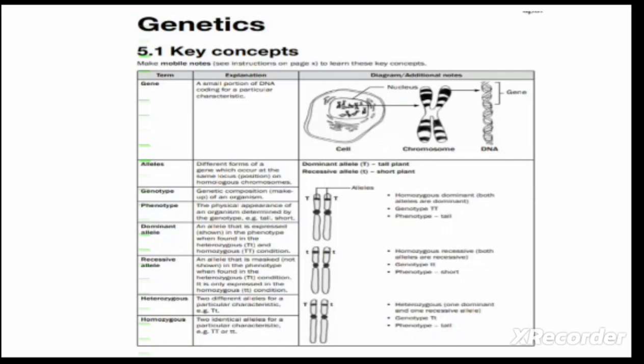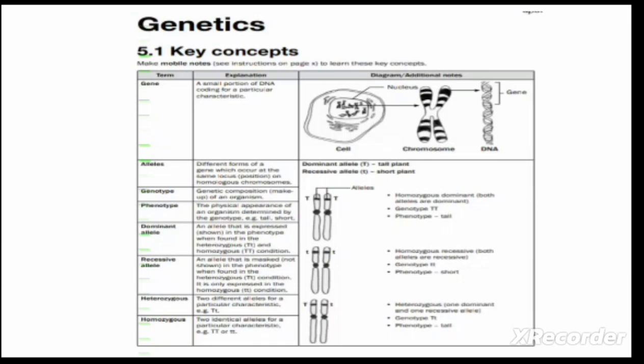So a gene is a small part on what? On the DNA. Hence, they are saying it's a small portion of DNA coding for what? For a particular characteristic, meaning representing a certain characteristic. For an example, having big eyes, right? So a gene is a portion of DNA, and DNA is a portion on a chromosome, and a chromosome is found in the nucleus of a cell.